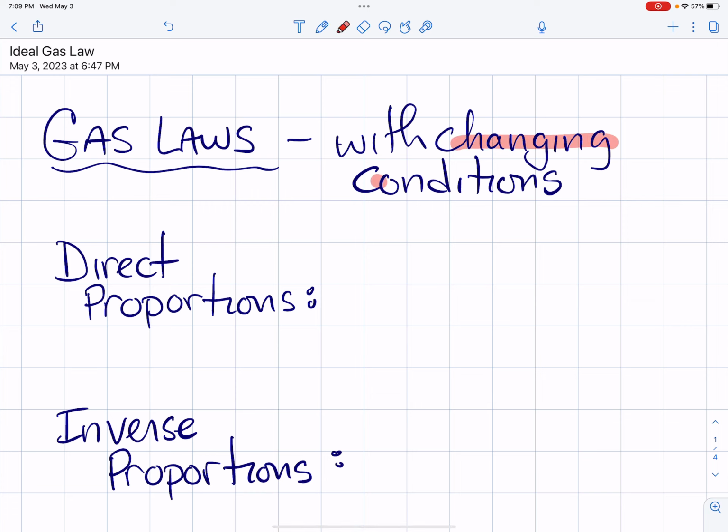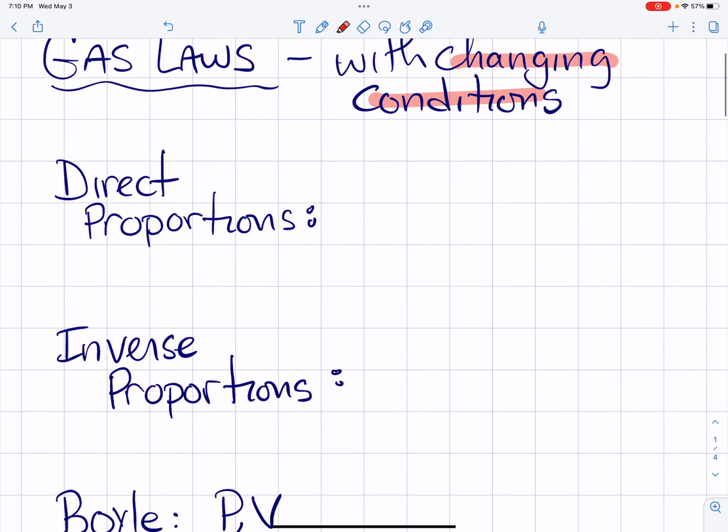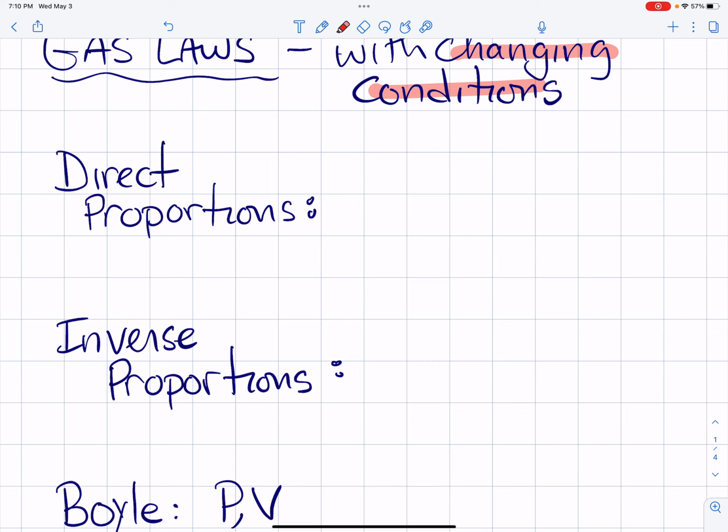So if you're doing a problem and there's an initial pressure and then there's a new pressure, or there's an initial volume and then there's a new volume, or perhaps the temperature is changing, those are problems where you would use these other gas laws that we've already studied. The other gas laws fall into two categories. They can either be a direct or an inverse proportion. Here are some things you need to know about those types of relationships.